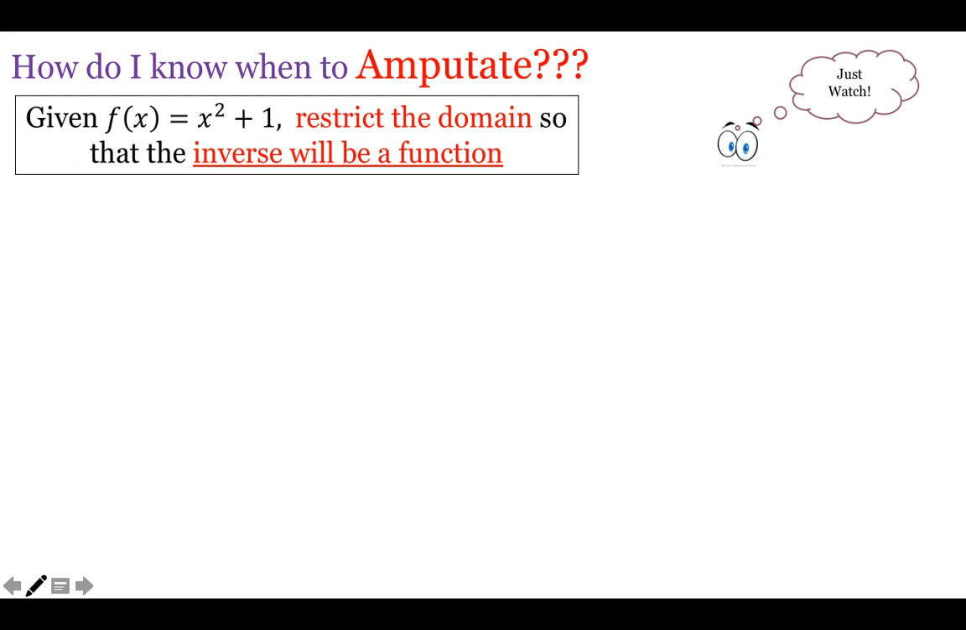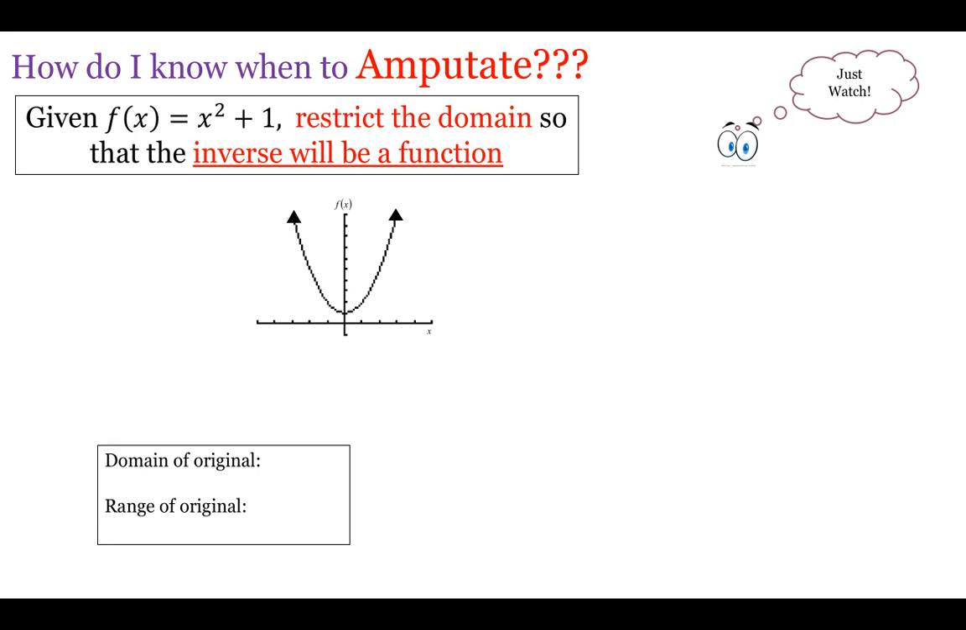So how do you know when to amputate? Let's watch this one. We've got this function, f of x equals x squared plus 1, and we want to restrict the domain so that the inverse will also be a function. What's the domain of the original? All real numbers. What's the range? Y is greater than or equal to 1, or maybe you're saying 1 to infinity. Is that one-to-one?